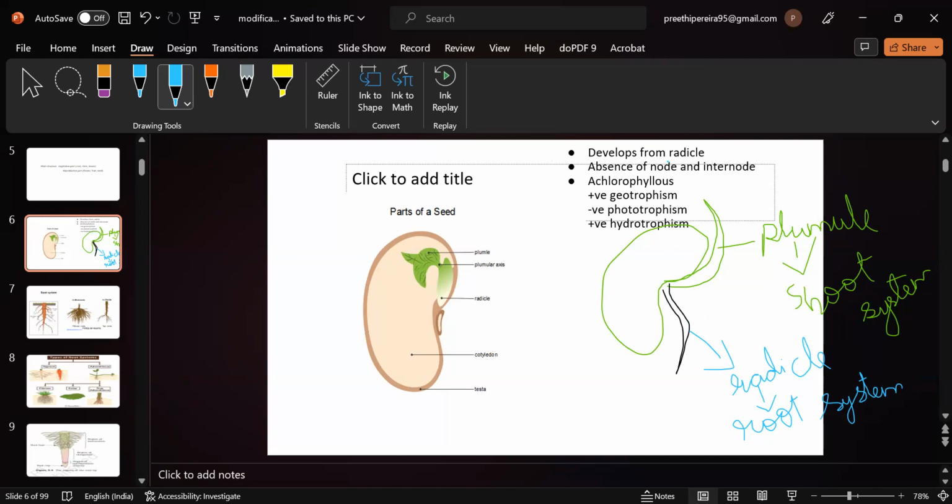Okay. In a root you cannot see any node and internode. Now write this down, I will tell you what a node and an internode are. And root is known as achlorophyllous. Achlorophyllous means no chlorophyll. Because of this, root never looks green in color. It is positive geotropism, meaning it goes towards gravity. And negative phototropism, it never goes upward towards light. Root never goes. Positive hydrotropism, meaning where there is water, it is going to detect it and grow there. Okay, so this is the basic definition or a brief about the root.